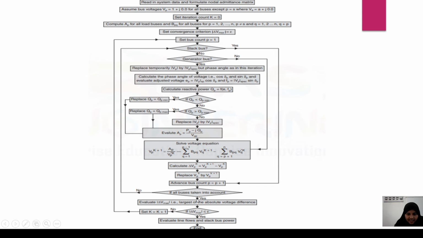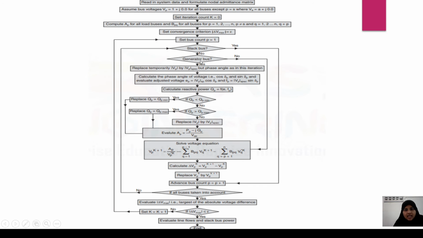If all buses are taken into account, yes means evaluate mod of delta V max, the largest of the absolute voltage differences. Then if mod of delta V max is less than or equal to epsilon, evaluate line flows and slack bus power. If no, then set K equal to K plus 1 and go back to this, that is, set bus count P equal to 1. So checking slack bus, yes means we have seen.